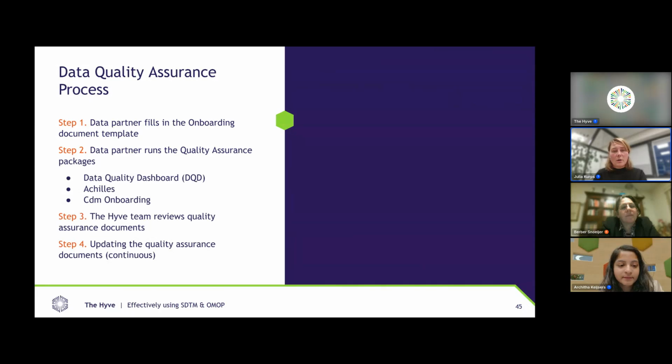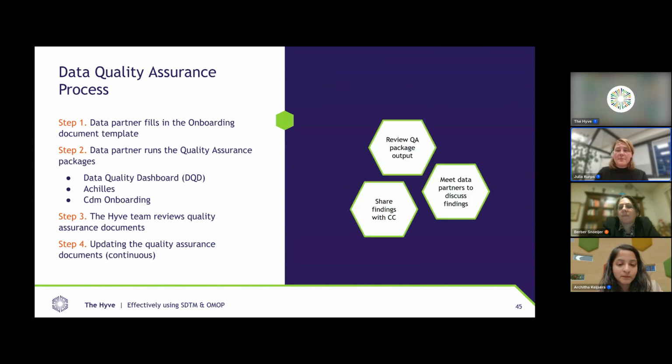So the Data Quality Dashboard, Achilles, and the CDM onboarding. And the process that's being followed now is that we review the output of those quality assessment packages. Then we talk to the data partners to help them improve their mappings and improve the data quality, and then to come back with the improved data quality.